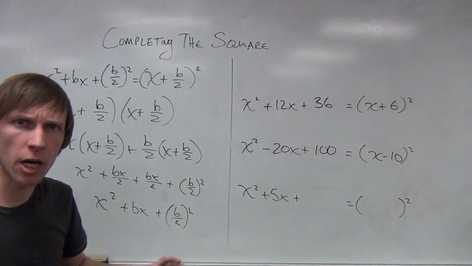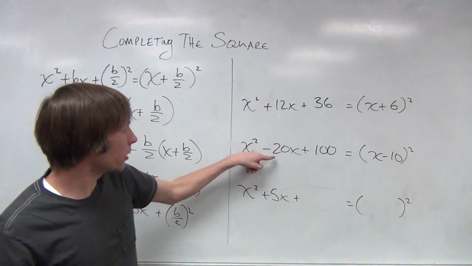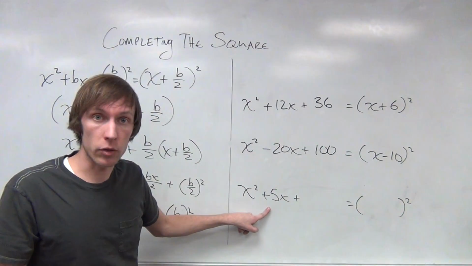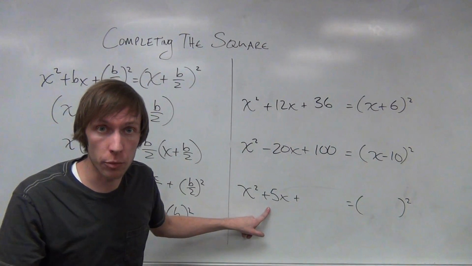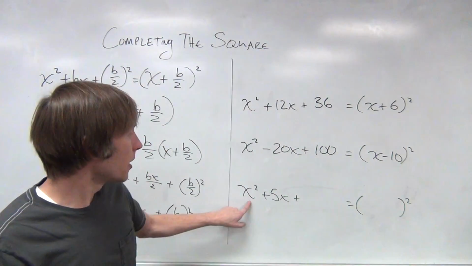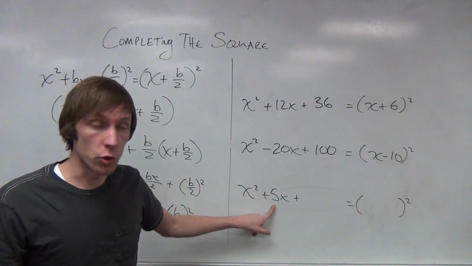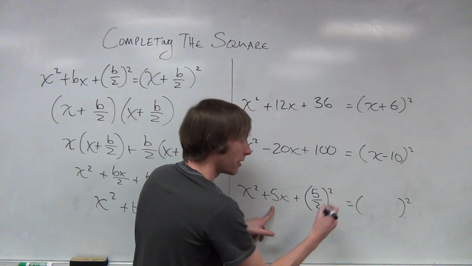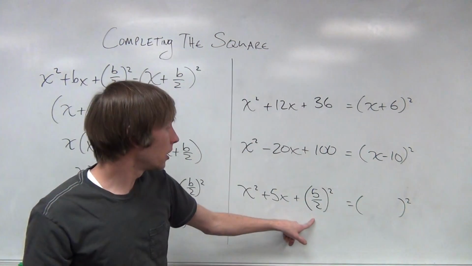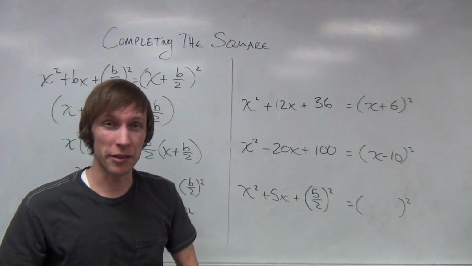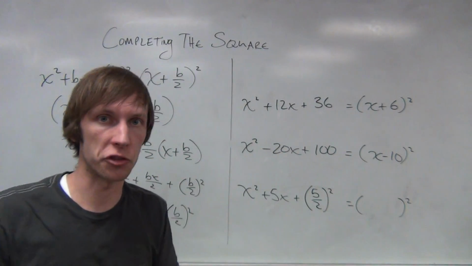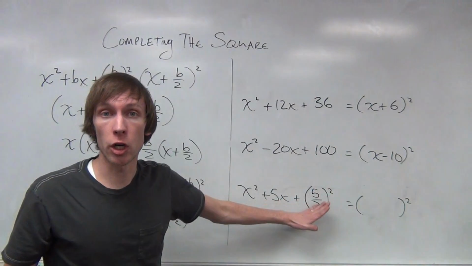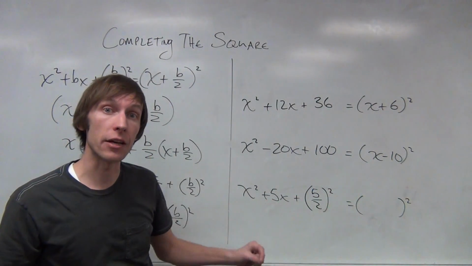Now here's where it becomes a little bit more difficult, because when I divide 5 by 2, I don't get an integer. I get a rational number, a fraction, a decimal, whatever. When I take 5 divided by 2, that's 2.5. And 2.5 squared is not too terribly difficult a number, 6.25. But we're going to leave it in terms of a fraction instead of in decimal terms.